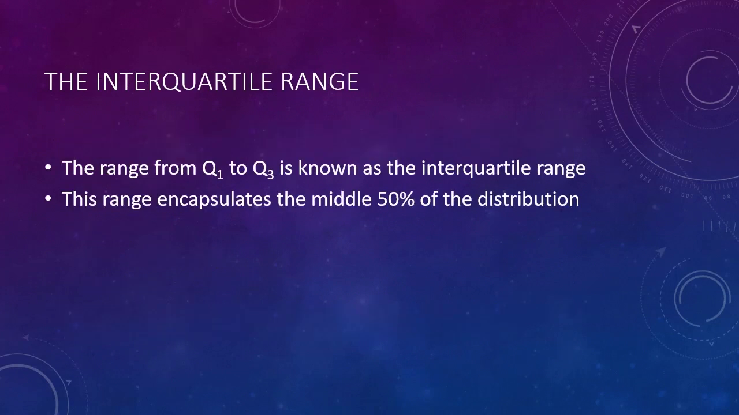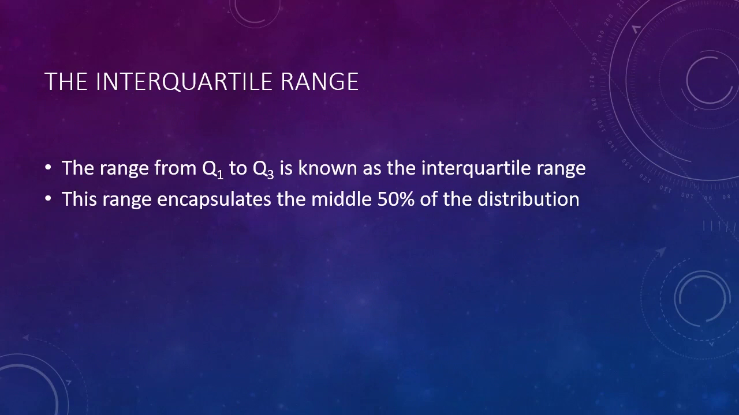There is also a variability statistic that can be computed from the Five-Number Summary. This is the interquartile range. It's the range from the first quartile, Q1, to the third quartile, Q3. That is, it's the range from the 25th percentile to the 75th percentile. So this range encapsulates the middle 50% of the distribution. Along with the range and the standard deviation, the interquartile range can help us understand variability or spread of our data.